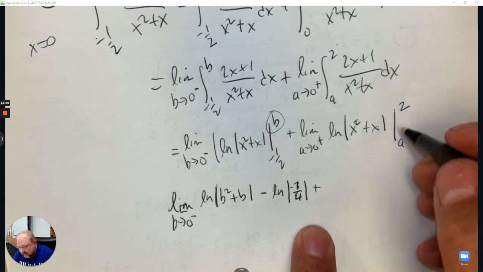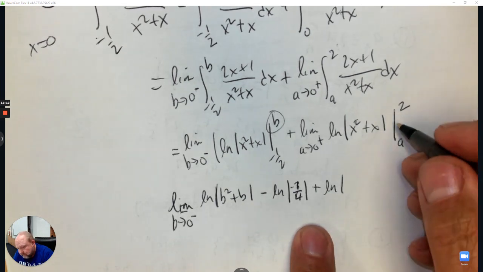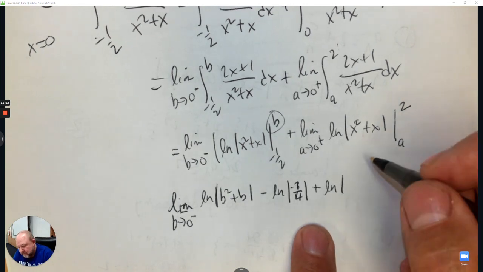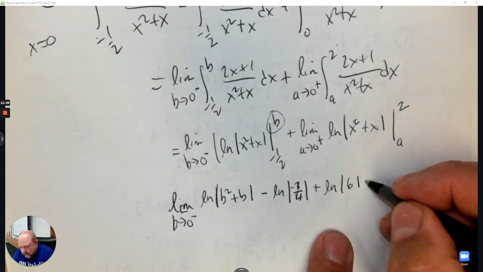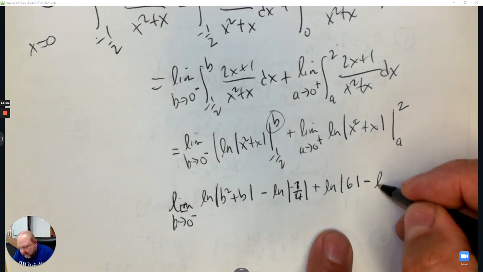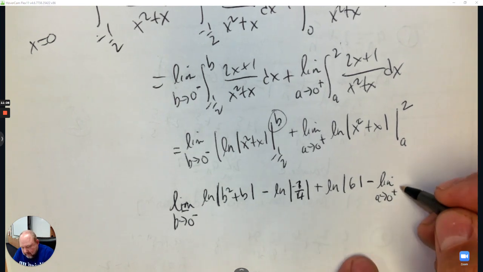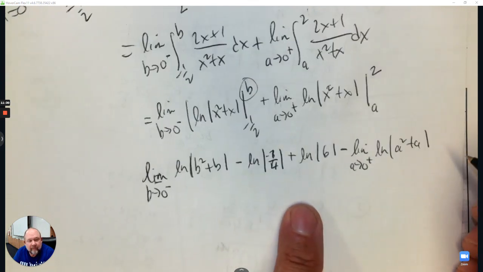So the next one, again, I'm going to plug in 2 first. That's 2 squared plus 2, 6. Subtract. Again, I'm going to write this as a limit. And I'm going to plug in a from the right.